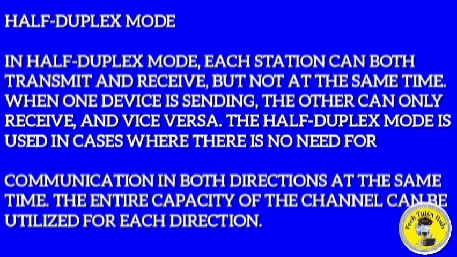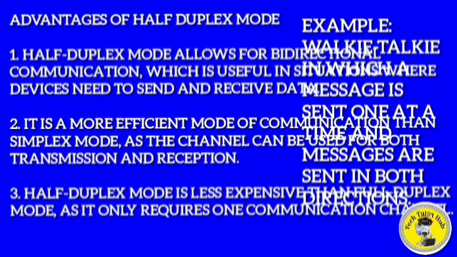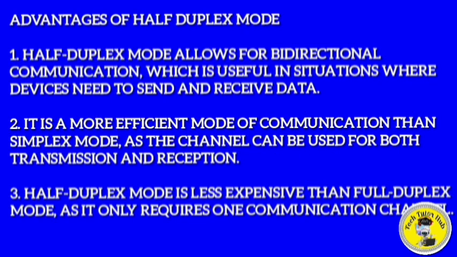Half duplex mode. In half duplex mode, each device can receive and transmit, but not at the same time. Example: walkie-talkie, where a message can be sent in one direction at a time. Advantages: 1. Allows bidirectional communication. 2. More efficient than simplex.